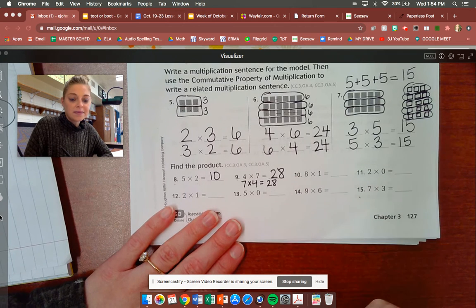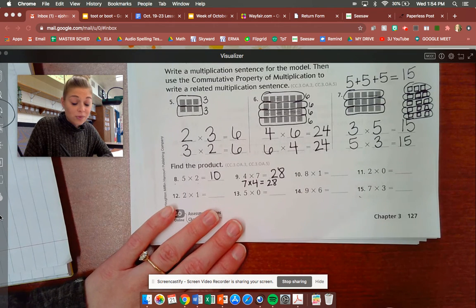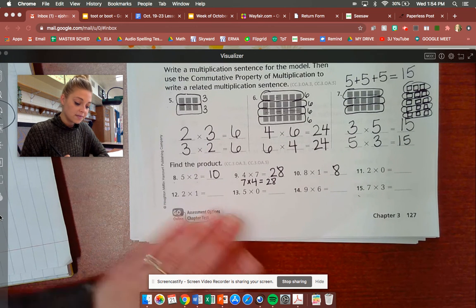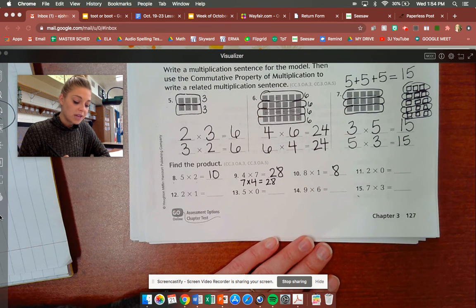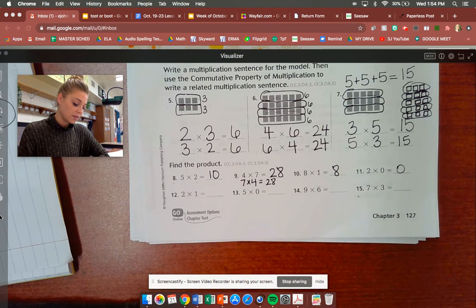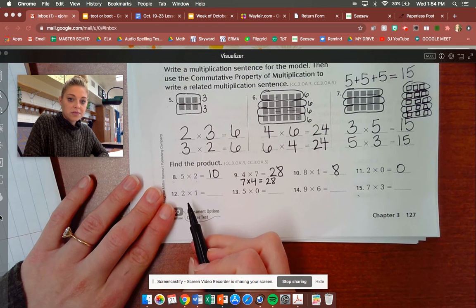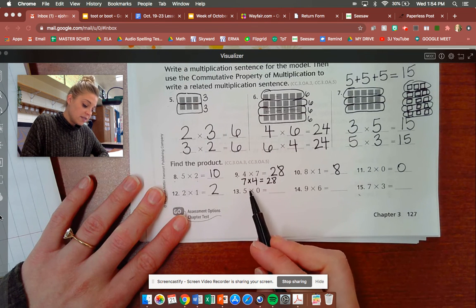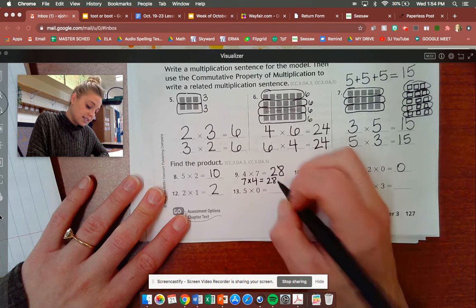8 times 1, well, any number times 1 is just that same number, so that would be 8. Number 11, 2 times 0. Well, I know that any number multiplied by 0 is going to be 0. Number 12, 2 times 1 is 2. 13, 5 times 0 is 0.